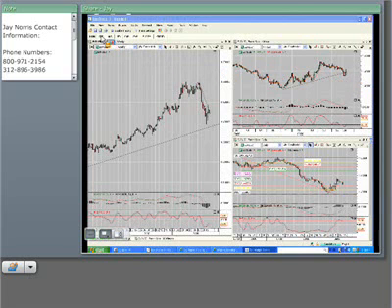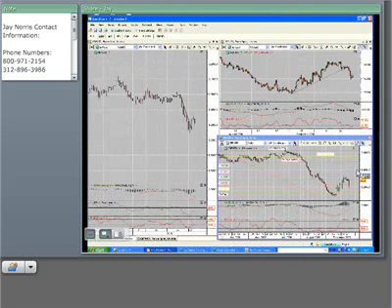Next market, British pound, US dollar, lower right, similar situation to the euro, short-term trend down. Upper right, interestingly, this market broke through that trend line much earlier than the euro did.